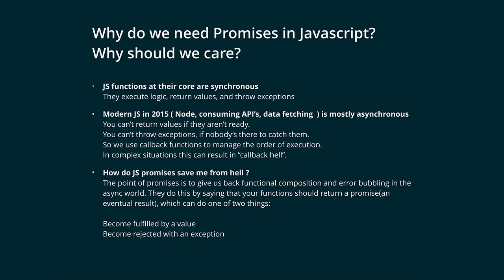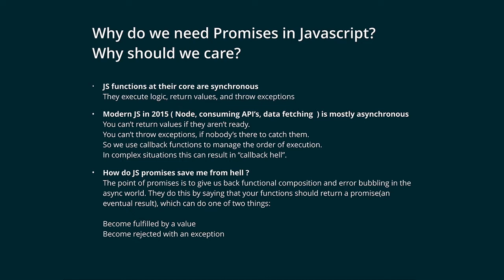Why do we need promises in JavaScript, and why should I care about them? Let's take a step back at a core JavaScript function, just a function declaration. At their core, JavaScript functions execute logic, return values, or throw exceptions. They are not asynchronous in nature. They are a synchronous entity that we use. But it's 2015, and we work in an asynchronous world, a real-time world. We need things that can communicate simultaneously in parallel, and we need them to be fast, and we need them to scale, and we need them to handle millions of requests.